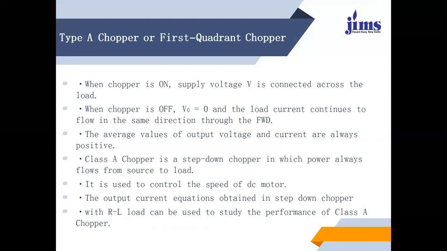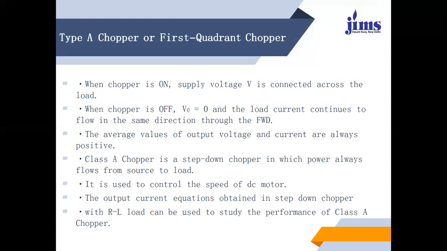When chopper is on, supply voltage V is connected across the load. When chopper is off, V output equal to zero, and the load current continues to flow in the same direction through the FWD, which means forward, freewheeling diode. The average values of output voltage and current are always positive. Class A chopper is a step-down chopper in which power always flows from source to load. It is used to control the speed of DC motor.